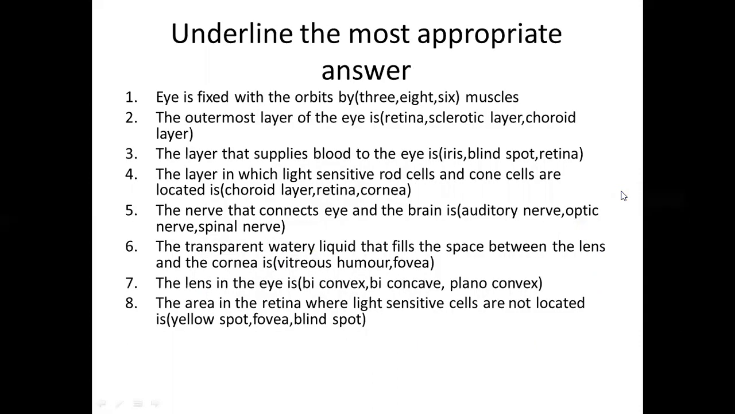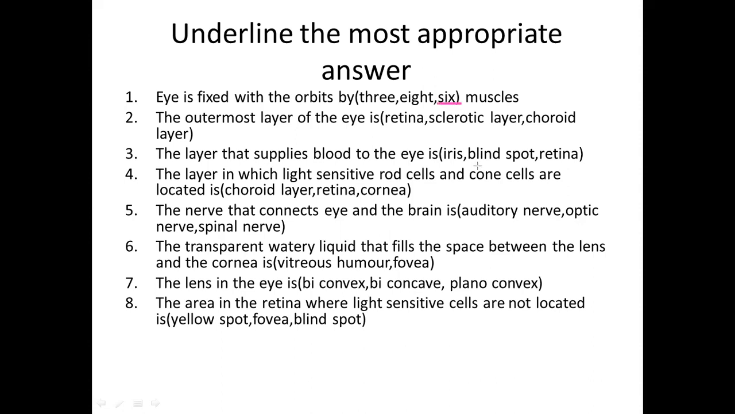Now we'll move to the next part where I am going to ask a few questions. So here it is. What you have to do is underline the most appropriate, the most suitable answer. In the first question, they have asked, the eye is fixed to the orbits by. You already know that the orbits are in your skull. The eye will be fixed to the orbits with the muscles called the eye muscles. In number, you have 6 eye muscles.